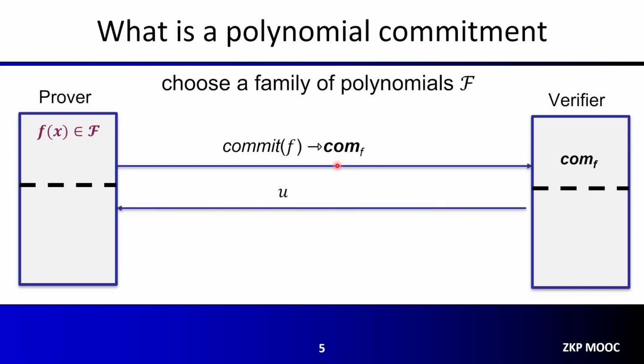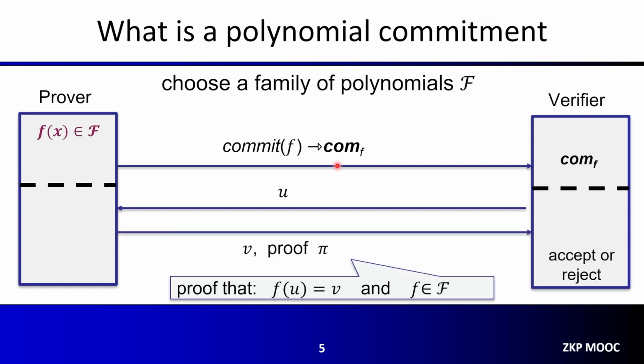Later, the verifier can issue a query on the evaluation at this point u, and the prover replies with the value v and the proof pi, proving that v equals the evaluation f of u, and at the same time, f belongs to this family of polynomials.